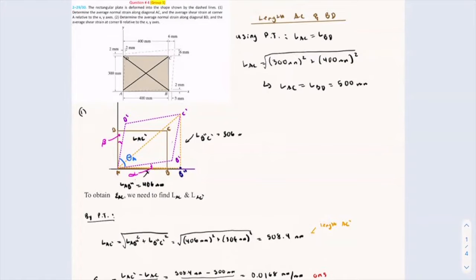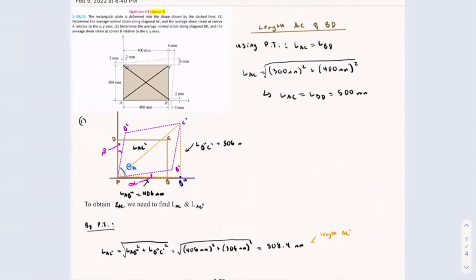Now, we need to find the diagonal of AC prime. We do this by adding 6 to both of them because of how it's represented in the diagram. So then we add 6 to both values of 300 and 400 to get 306 and 406. We square both values and we get the square root to find the final value of 508.4 millimeters.